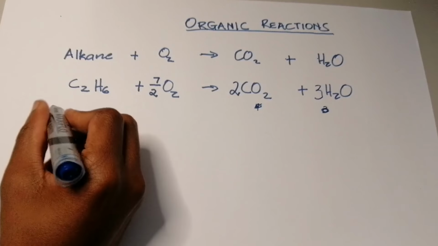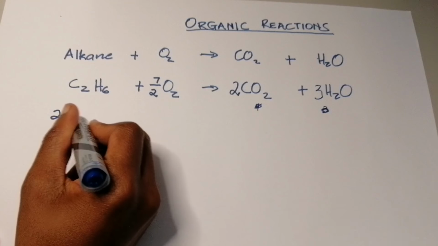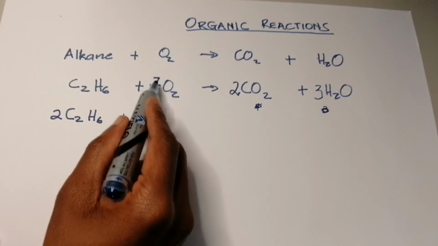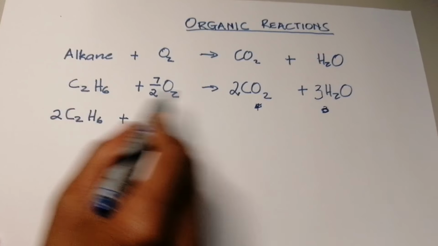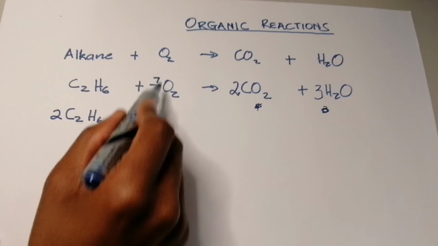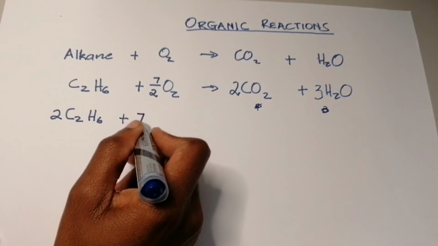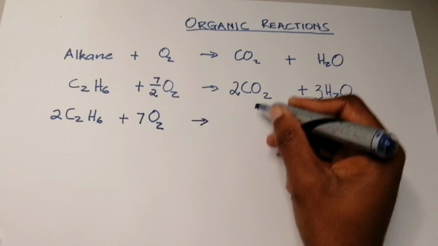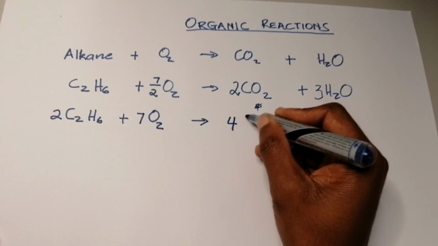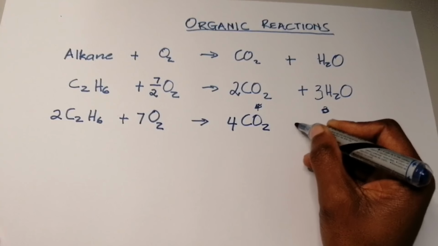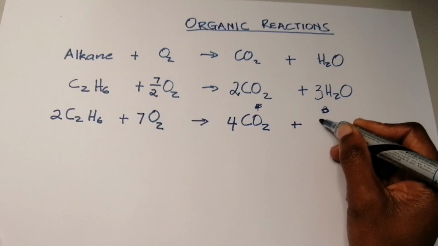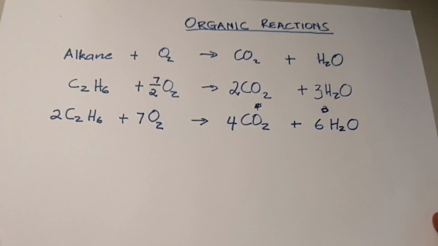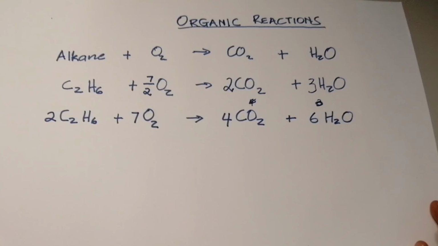So 2 times 1, that's 2 C2H6 plus 7 over 2 times 2. Remember, we said we're multiplying everything by 2. So 7 over 2 times 2 gives us 7, so that's 7O2. And then what does that give us? 2 times 2, that's 4, so that's 4 carbon dioxide plus 3 times 2 gives me 6, so that's 6 H2O. So that's a combustion reaction.